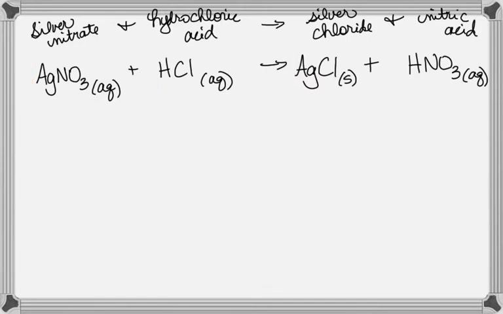So if I tell you that I'm starting with 0.587 moles of silver nitrate and I have a whole lot of hydrochloric acid, then how much silver chloride would I make? Okay, the answer is 0.587.